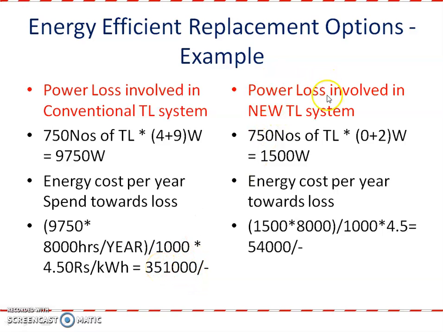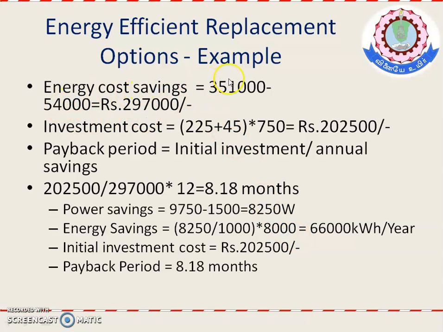And here you see the other combination. Power loss involved in the new tube light system, 36 watts. Since it's 36, there is no better option, so loss is 0 here, and 2 watts via the electronic ballast, which is 1500 watts. The same way if you calculate, it gives 54,000 rupees as a loss. So the difference you can calculate. The energy cost saving is this much. The difference of the earlier one with the new one will give 2,97,000.